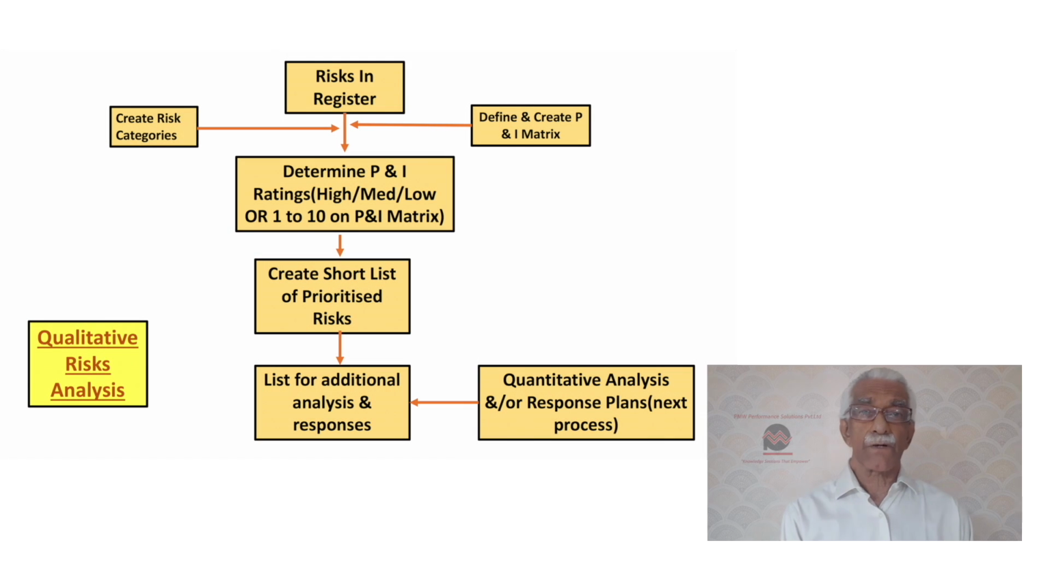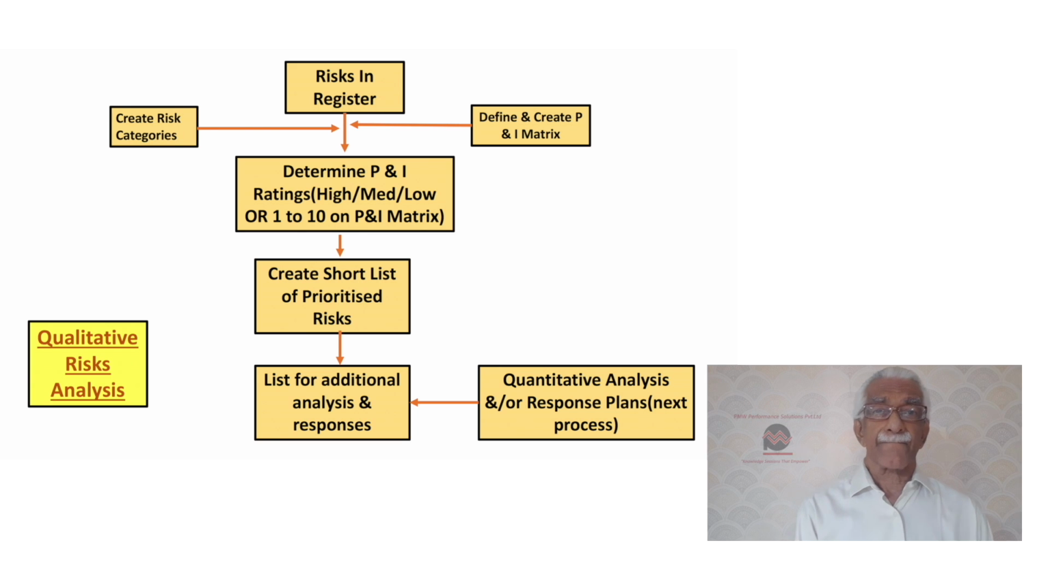Now, the next process in the risk management effort is qualitative risk analysis. You have a list of identified risks already in the risk register. Assuming we are dealing with big projects, that could be a list of probably about 200 risks. Now, can all these go for response planning? No, it doesn't make sense, because it's a waste of time and effort and probably money also. So what do we do? We create a list of prioritized risks.